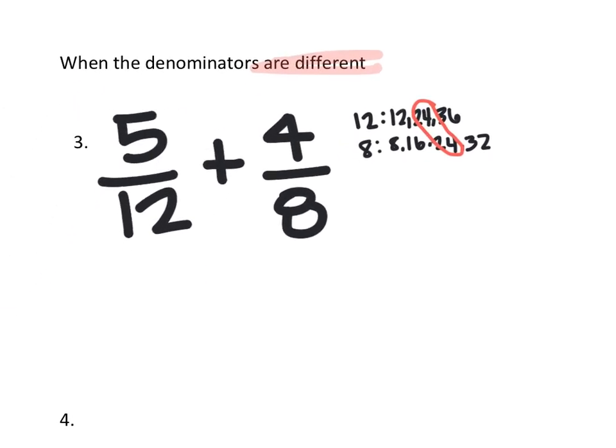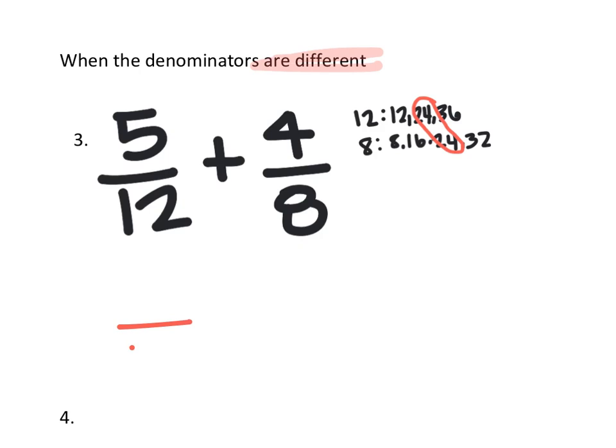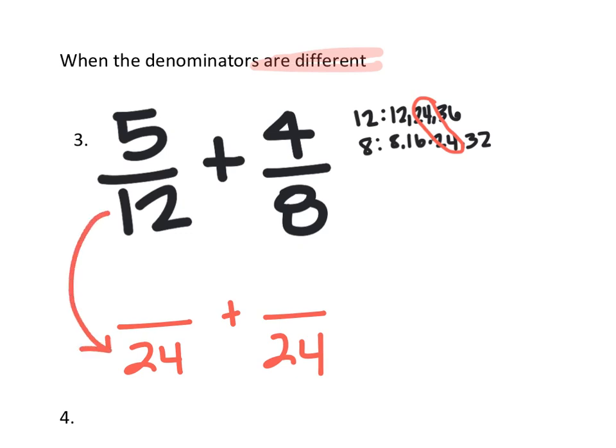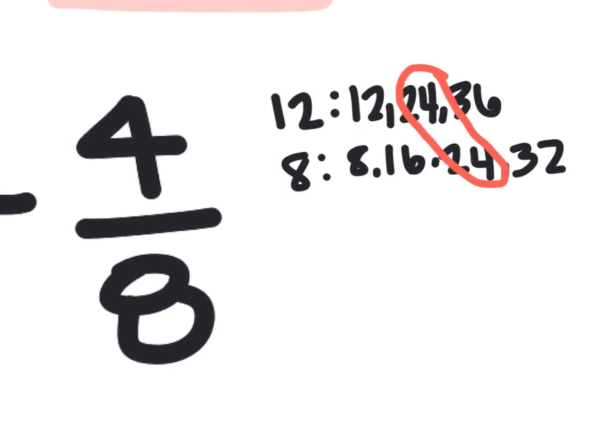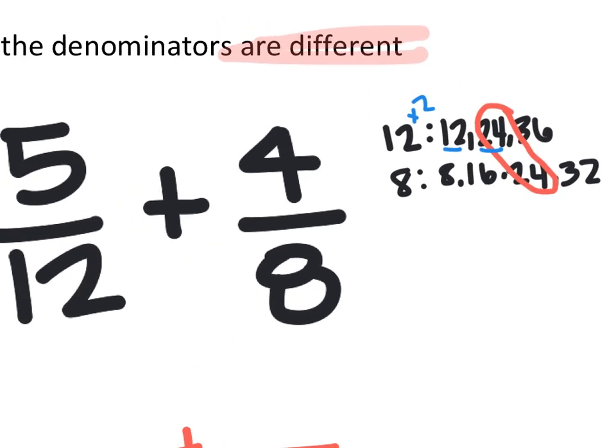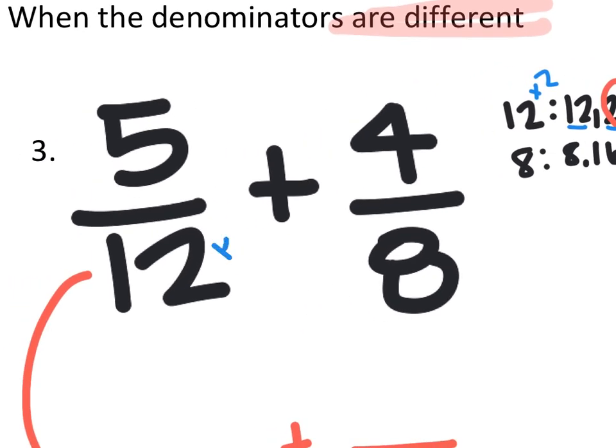So that is now my new denominator. I will have 24 here. And then I will also have 24 here. So I need to see how I went from 12 to 24. Well, 12 times what is 24? You can go ahead and count. 1, 2, that's it. So 12 times 2 got you 24. So I'm going to multiply this by 2.